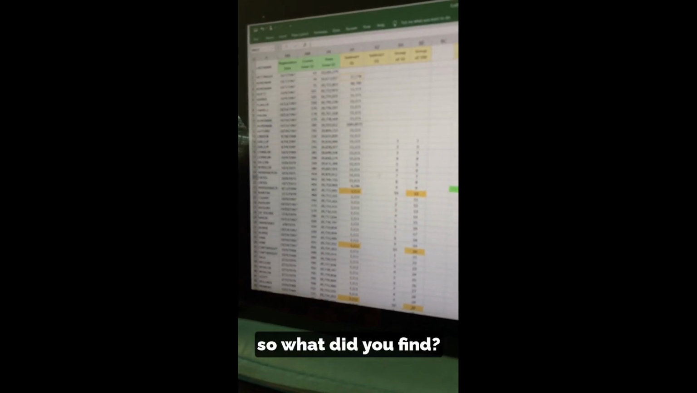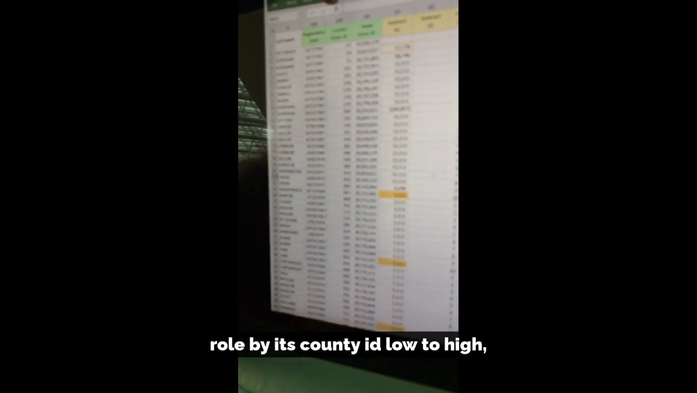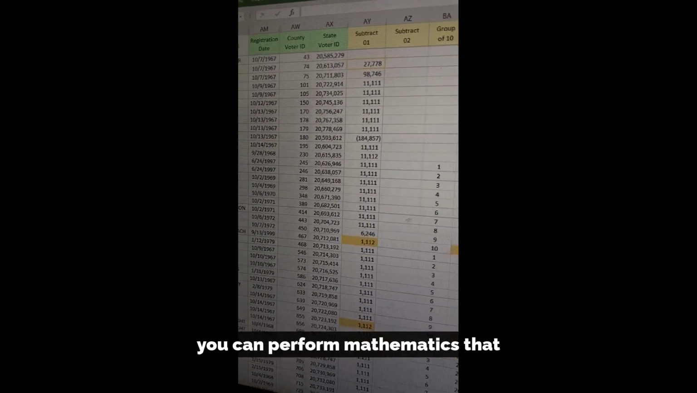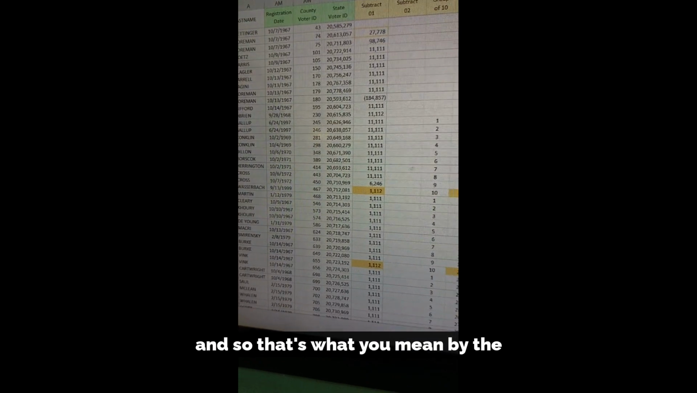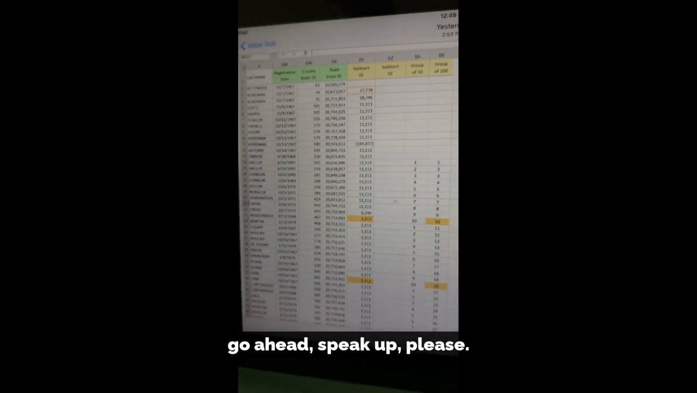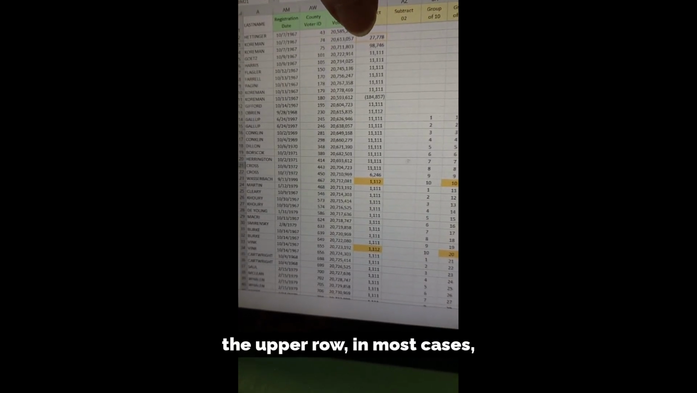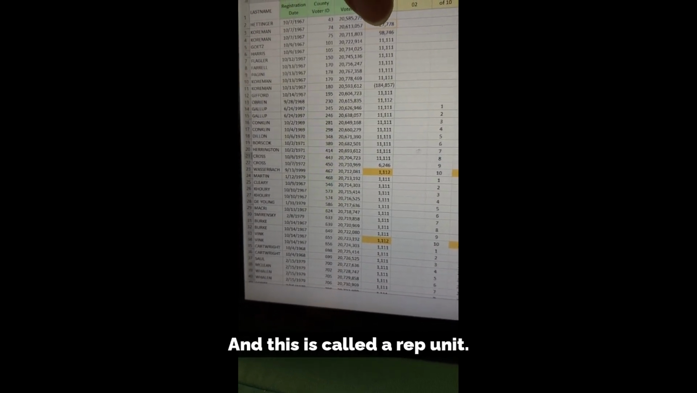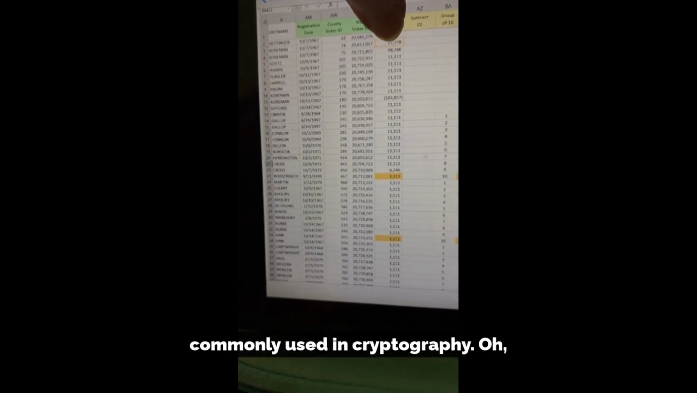All right, so what did you find? We found that if you sort a county voter roll by its county ID, low to high, then over in the state voter ID column, you can perform mathematics that reveals a constant pattern. So that's what you mean by the algorithm. That's correct. When you subtract the lower row from the upper row, in most cases you can see this 1-1-1 kind of pattern develop. And this is called a rep unit. In math, it's a mathematical element that's commonly used in cryptography.